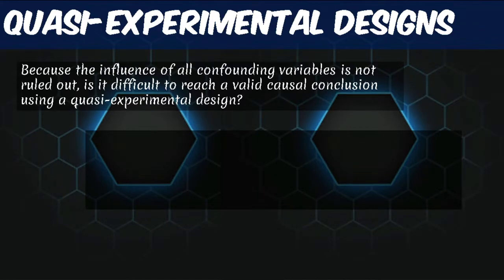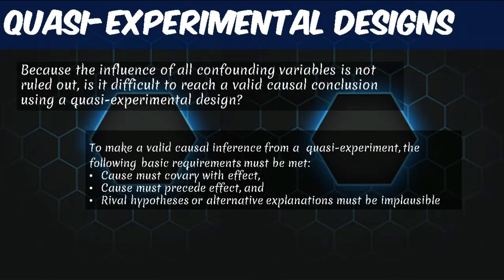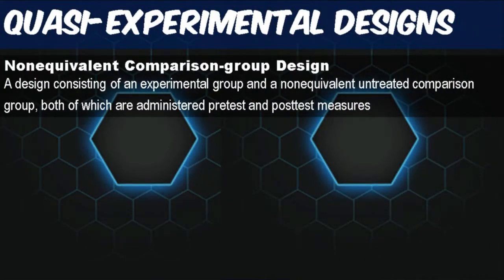We mentioned this a while back. For quasi-experimental designs, these are actually some ways on how we can at least establish internal validity. We should do it that cause must co-vary with effects. Cause must precede effects. The first two conditions here are easier than the third one. The third one says that rival hypotheses or alternative explanations must be implausible. We must establish that. The first design under this quasi-experimental design is called non-equivalent comparison group design.